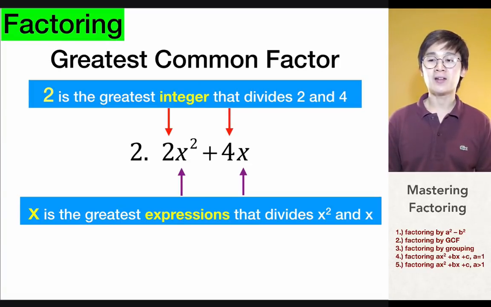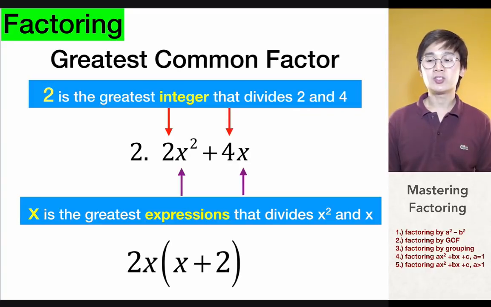And once you have found the greatest common factor, just divide it from 2x squared and 4x and you'll have the factored form of your polynomial. So that is how we factor using the greatest common factor.